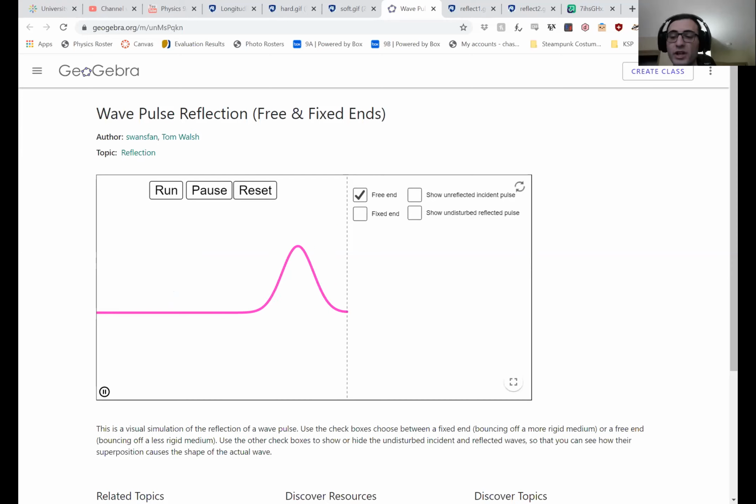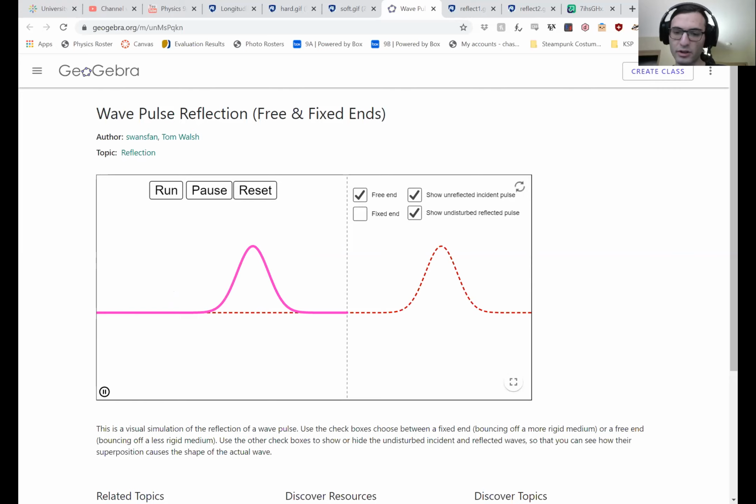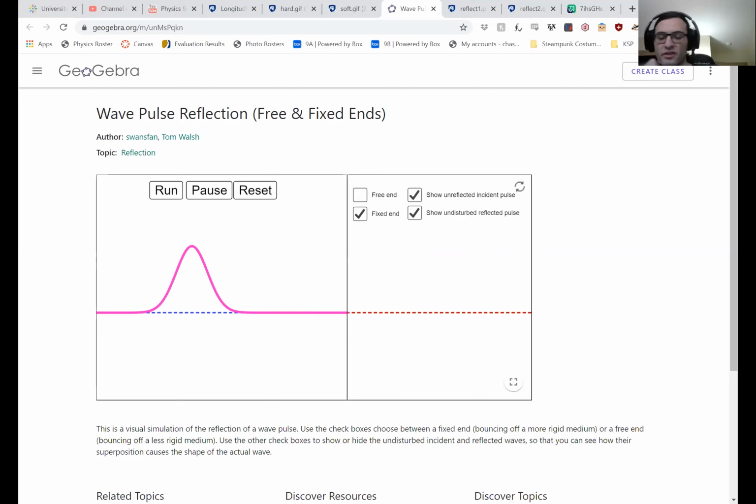So this is for a free end, but I want to show the ghost wave. Okay, this is not doing what I wanted it to do. How about I show you this? Let's see if this is what I want it to do. Okay, so it's not ideal.